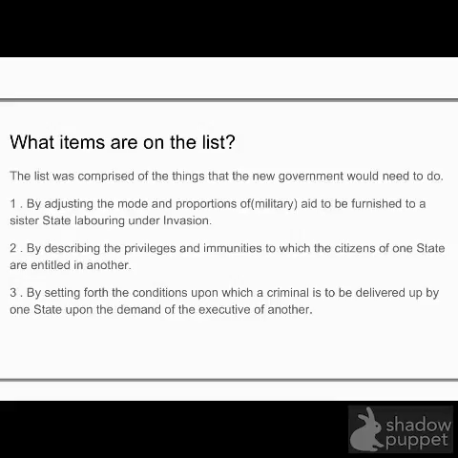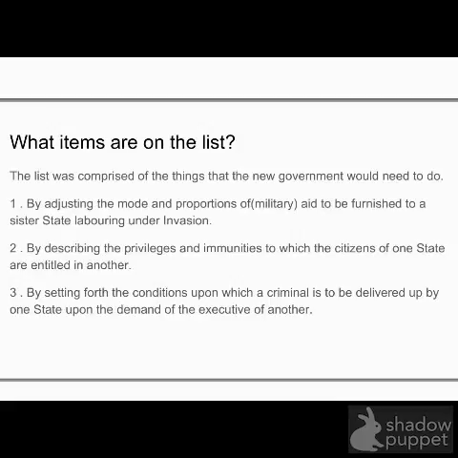By describing the privileges and immunities to which the citizens of one state are entitled in another. If I, as a New York resident, go down to Pennsylvania, what rights do I have as a New York citizen in Pennsylvania? If I commit a crime in Pennsylvania, am I going to be tried in Pennsylvania, or do I get sent back to New York?